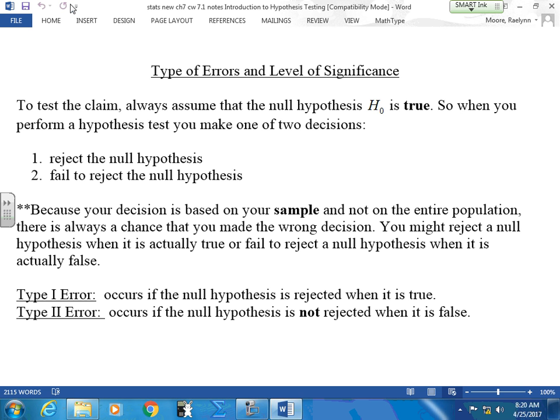Now, because your decision is based on your samples, you better have a really, really good sample that's a good representation of your population, or you're going to make the wrong decision. For instance, here's a good decision maker.